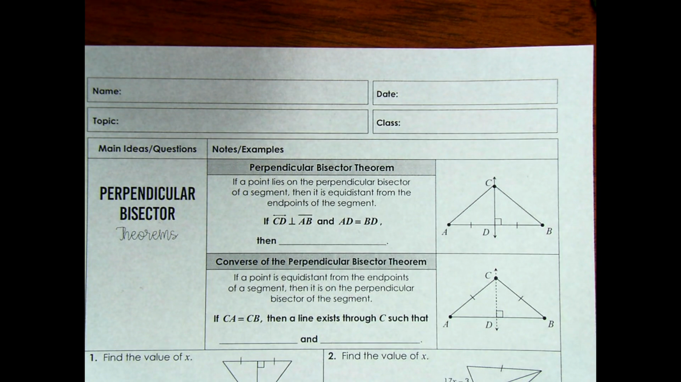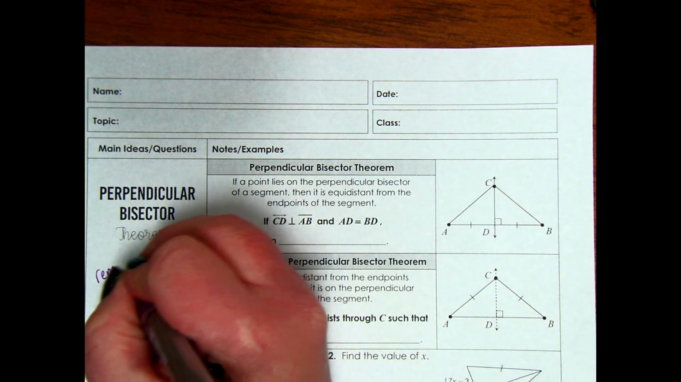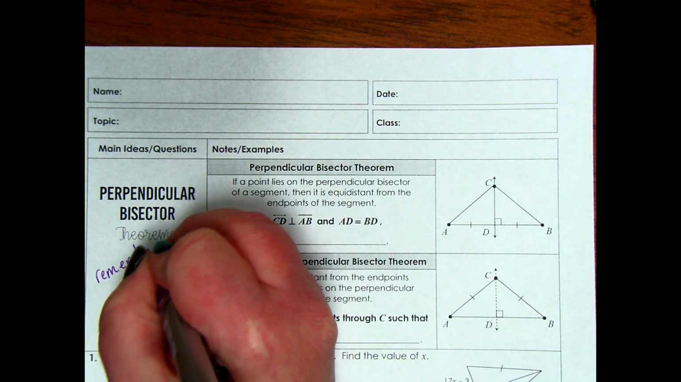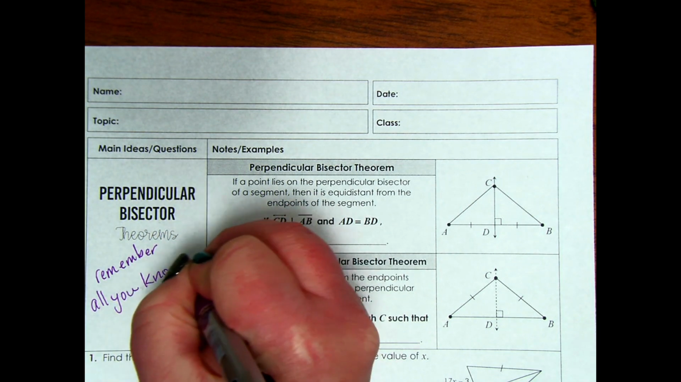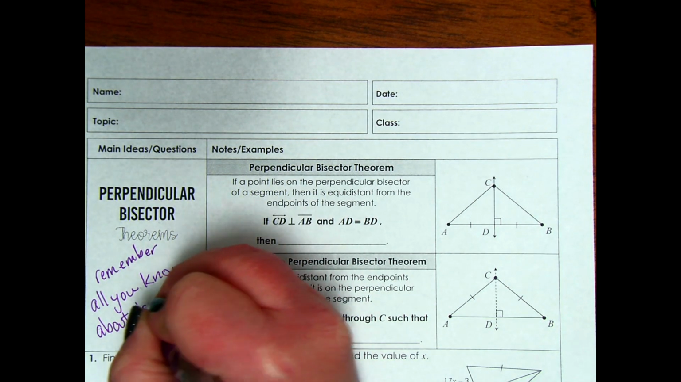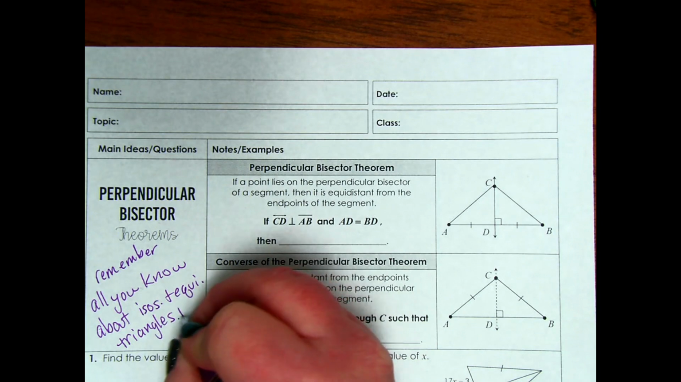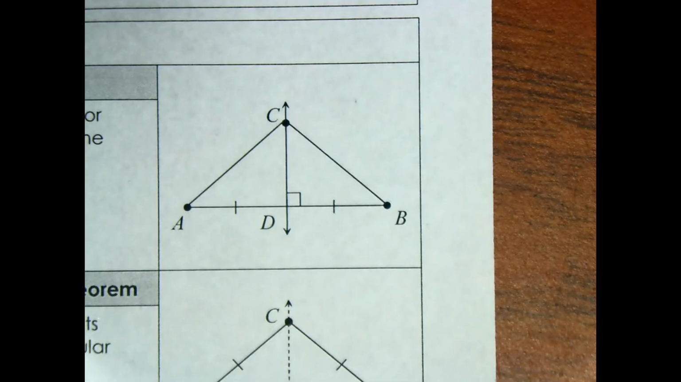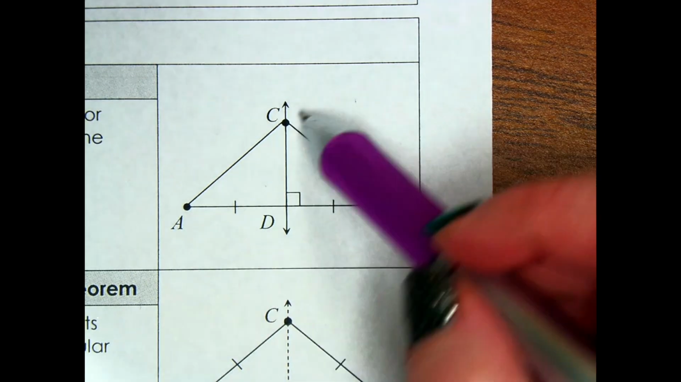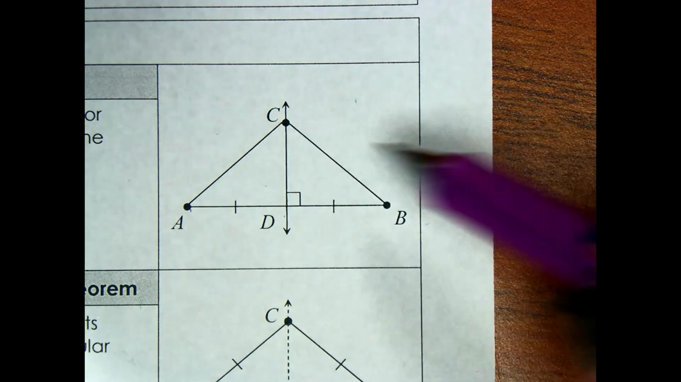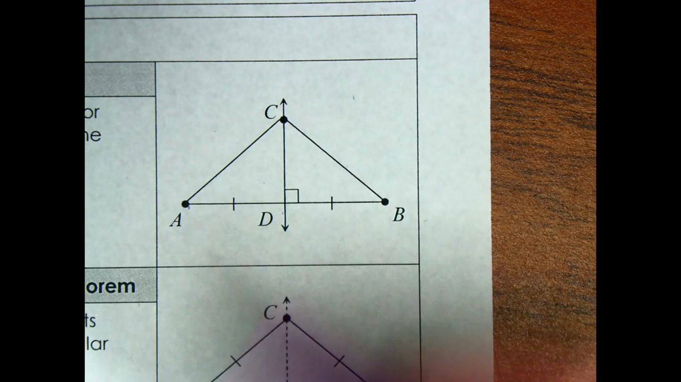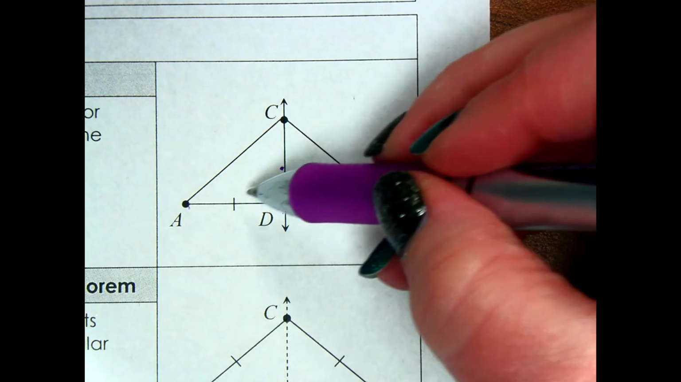As you're doing this, you need to remember all you know about isosceles and equilateral triangles, because that will come in handy. So let's put that as a reminder here. Remember all you know about isosceles and equilateral triangles, but you also want to remember what you know about congruent triangles. Before we even go into the definition, we need to remember what we know about congruent triangles. These two triangles, triangle CDA and triangle CDB, are congruent by side, angle, side.